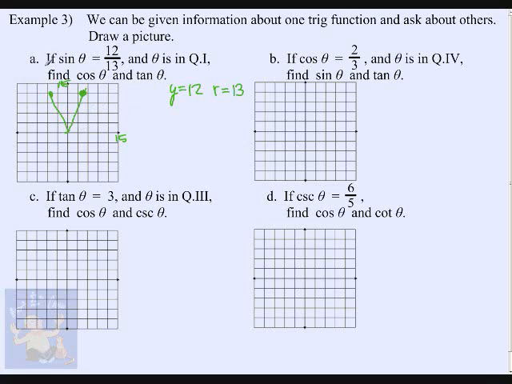So with just this piece of information, I have two possibilities, both of which are positive. Couldn't be down here or here because those would be negative. This says that theta is in Q1, so that eliminates that possibility. So let me just wipe that one out. That's not a possibility for us.